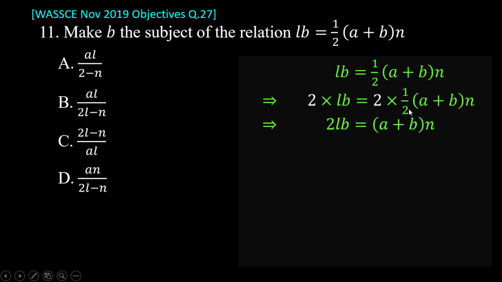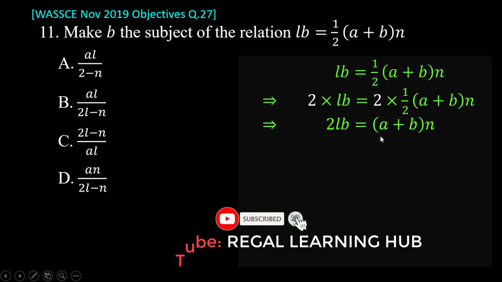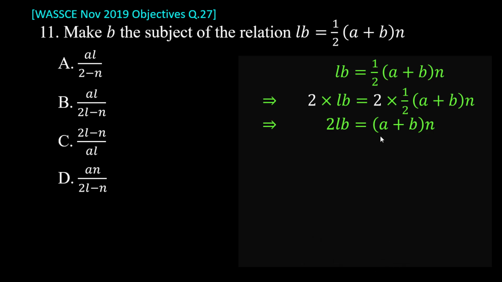Remember, since 2 divides 2, giving us 1, 1 times the remaining expression gives us the remaining expression. And remember, 1 is the identity element of multiplication. If you multiply 1 by any number or any number by 1, you get the same number back. And now next, it is going to be better to expand the right hand side of the equation.